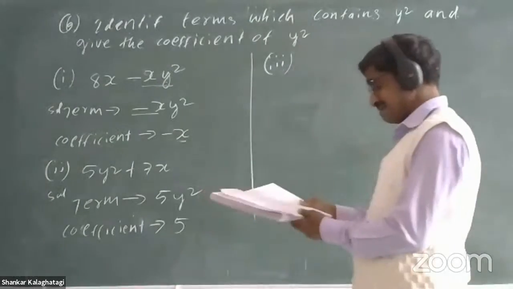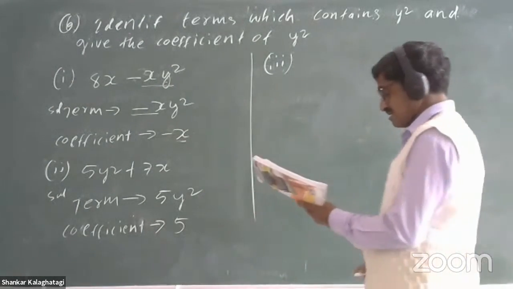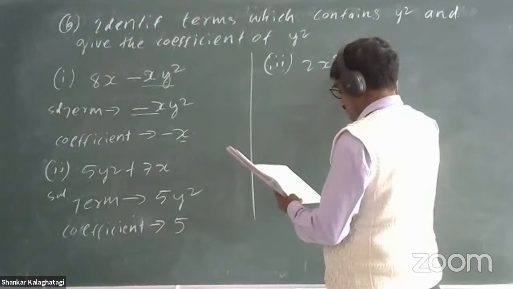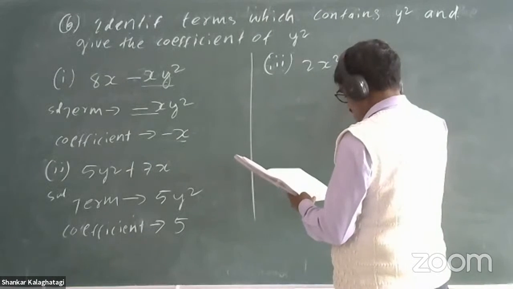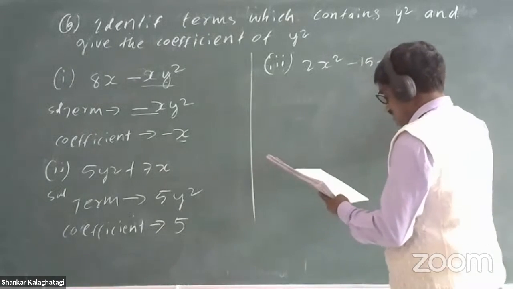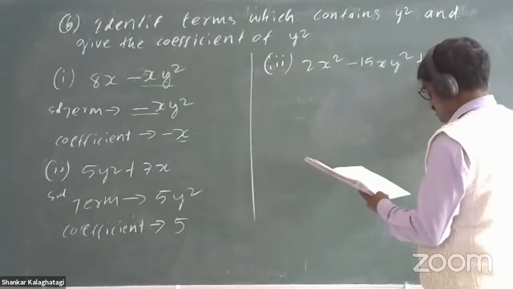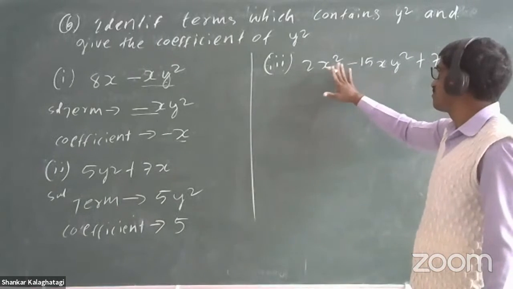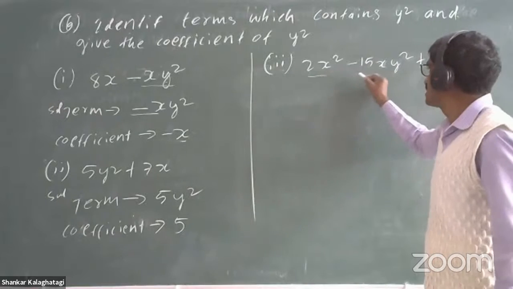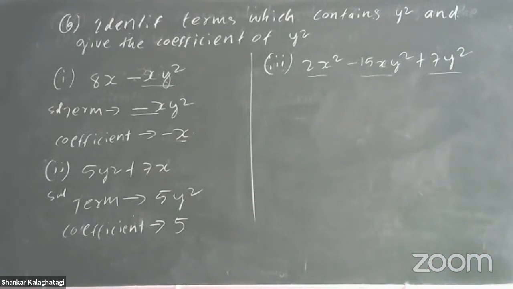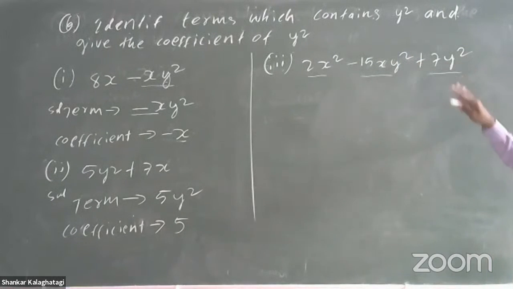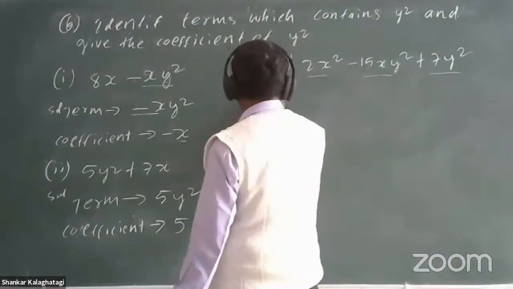Third: 2x square minus 15xy square plus 7y square. Here in this expression 3 terms are there, 1, 2, 3. This is one term, this is a term, and this is another term. So you can see y square in these two terms. In this term also there is a y square, and in this term also there is a y square. So we have to write both terms here.